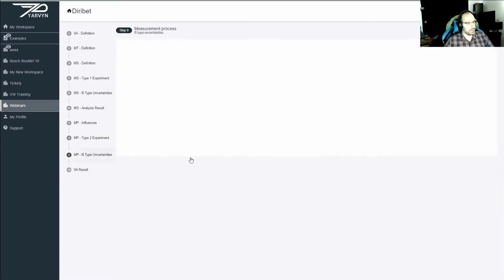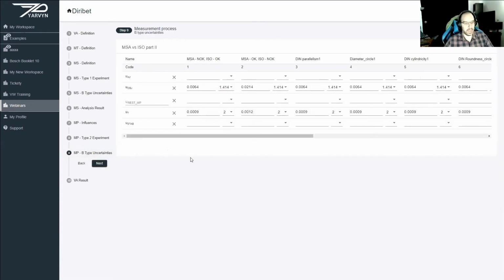And the next step is B-type uncertainties. We have some B-types in here. We have inhomogeneity of the object, of the measured part. And we have uncertainty from temperature. So this is the experiment, how it is defined. Some information was measured, some information was added later as B-type uncertainties.